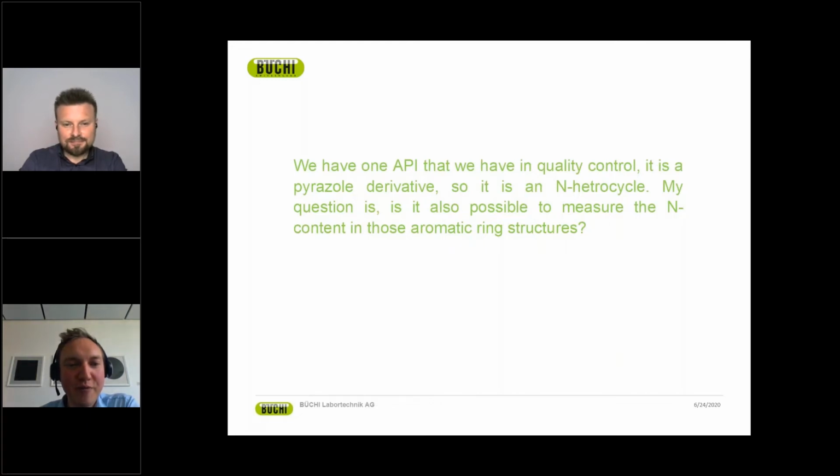We have one API in quality control. It is a pyrrole derivative, so it is an N-heterocycle. My question is, is it also possible to measure the N content in those aromatic ring structures? Yes, aromatic ring structures which include nitrogen atoms, this is just carbon and nitrogen bonds, and you can also crack them via the digestion process with sulfuric acid. So yes, it is possible to also measure N-heterocycles. Good, thank you very much.